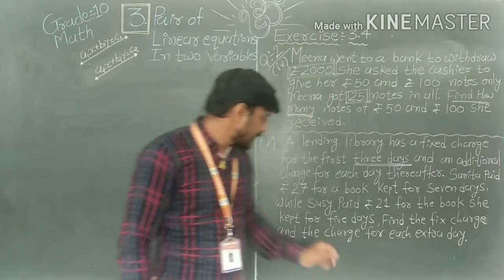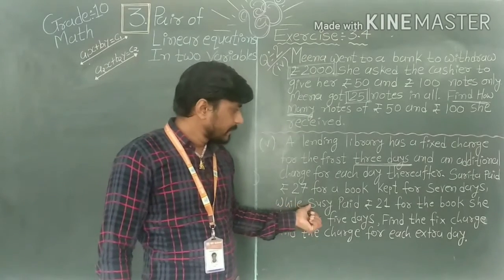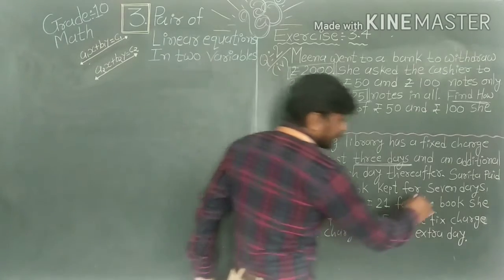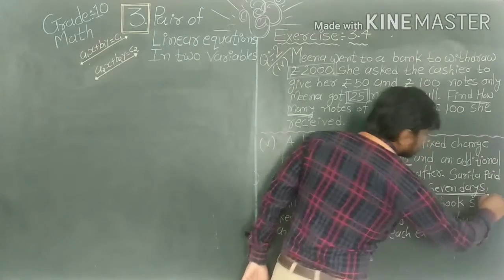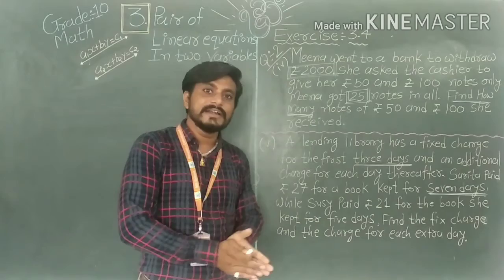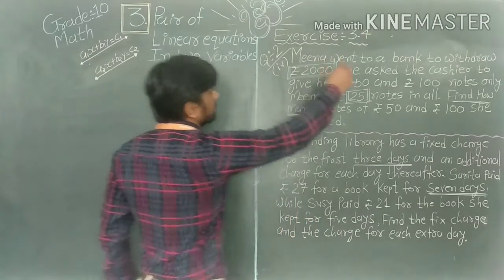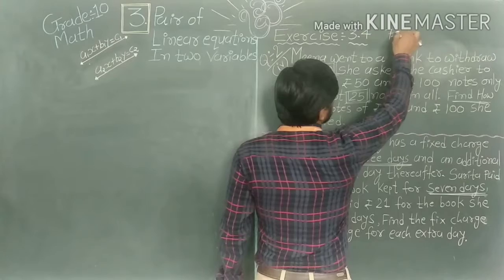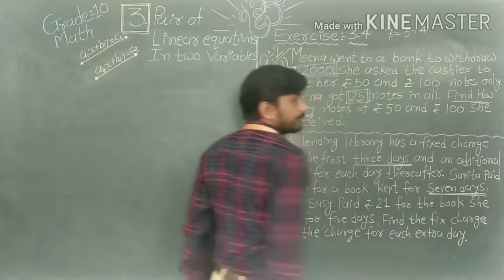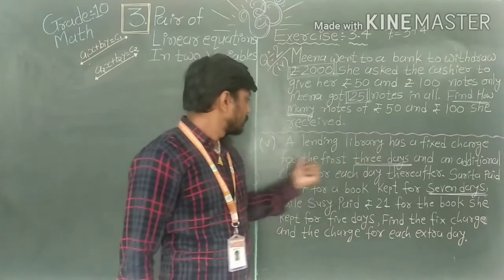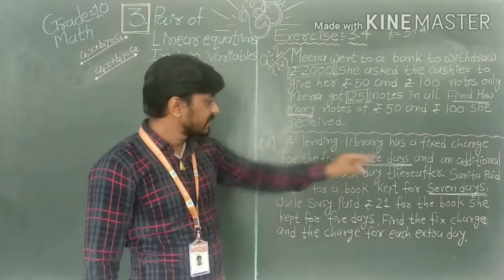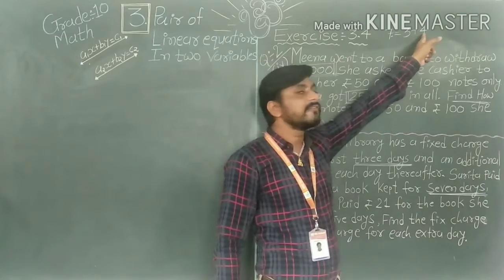And there are Sarita and Susi, who paid one by one. Sarita paid 27 rupees for 7 days. That means 3 days fixed charge, plus the remaining 4 days. For the first 3 days, this is a fixed charge. That means Sarita has to pay again for 4 days.